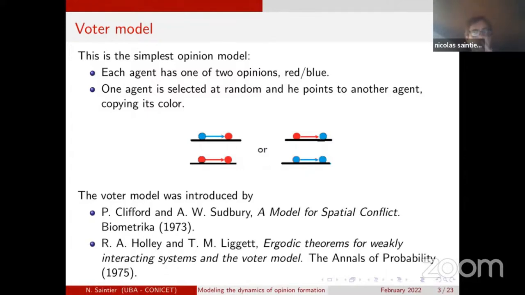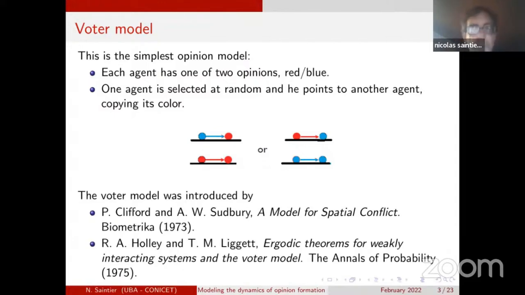So here the dynamic is very, very, very simple. You pick one individual at random in the population, then this individual chooses someone else in the population and just copies their opinion. So if initially I was blue, and I interact with someone who is red, I will copy their opinion. So after the interaction, I will have opinion red. Okay, so I wanted to vote for, let's say, Trump. I started to talk with someone who wanted to vote for Biden, and then they convinced me, and now I want to vote for Biden.